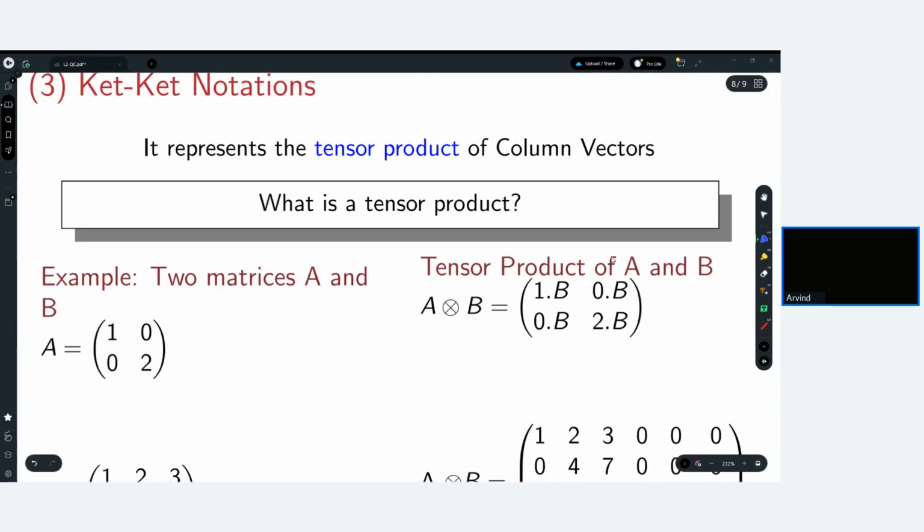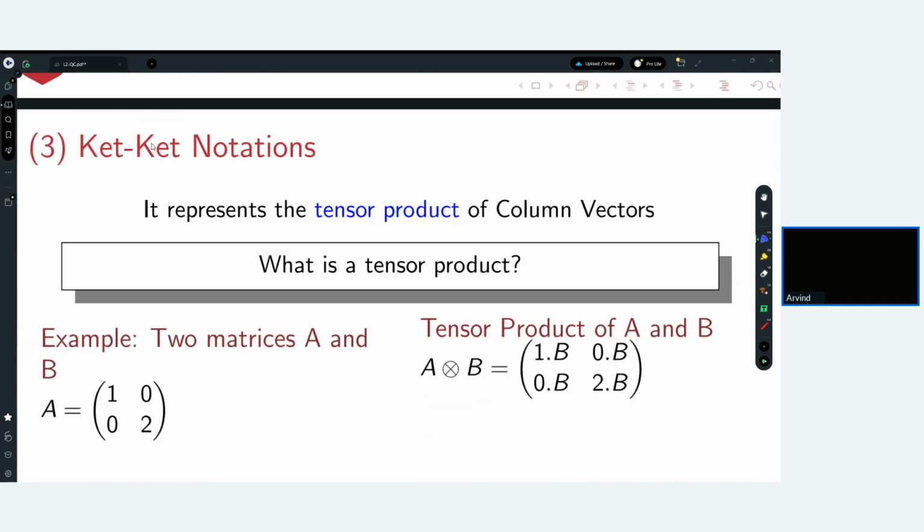The third type of bracket notation is a combination of Ket notations. Here we are going to use a combination of two Kets, and this is typically used to represent a tensor product of column vectors. Since Ket notation is used to represent the column vectors, this combination of Ket notation is used to represent a tensor product.